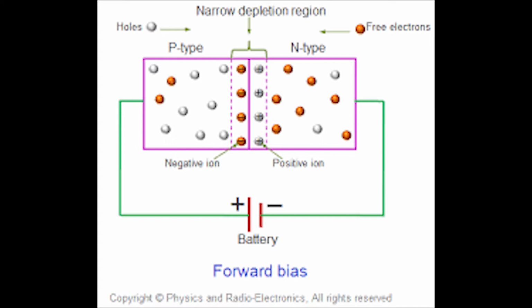For example, a silicon diode will conduct current only if its anode is at a positive voltage compared to its cathode. It is then said to be forward biased. This voltage will be approximately 0.6 volt, compared to reverse bias.